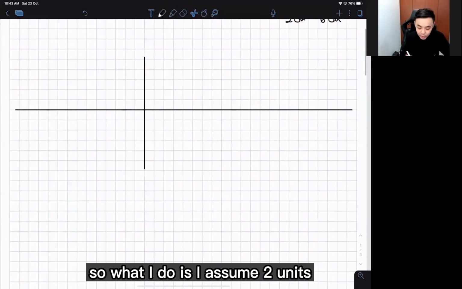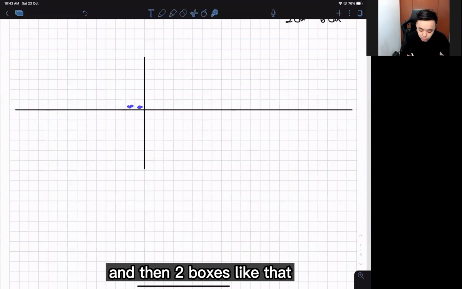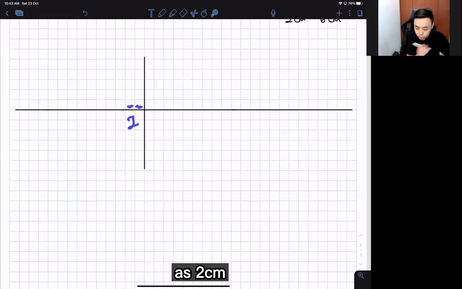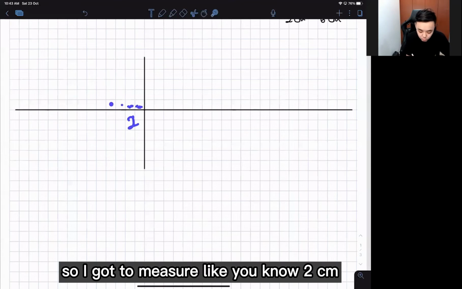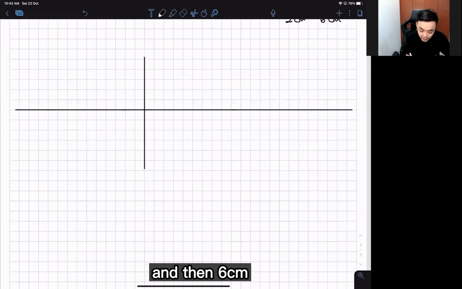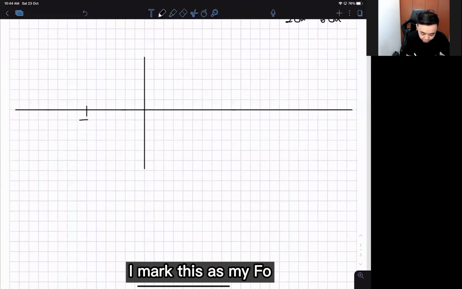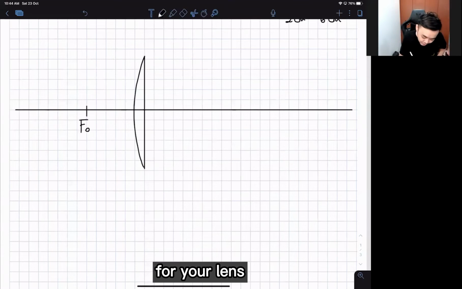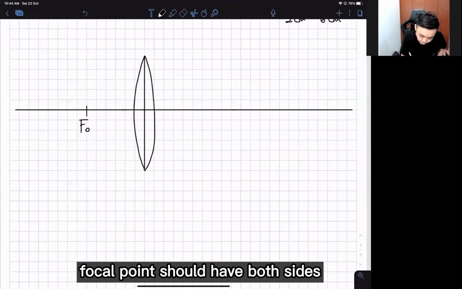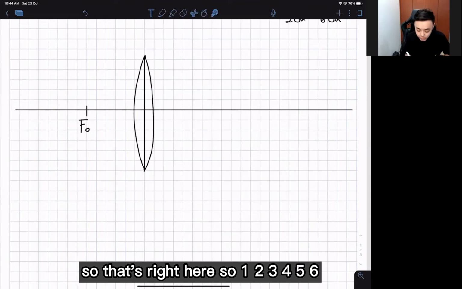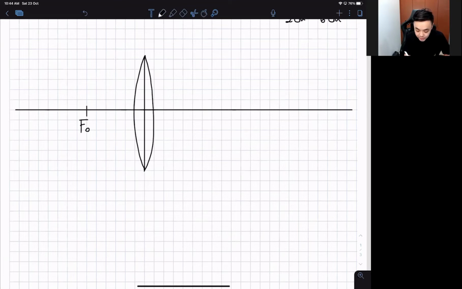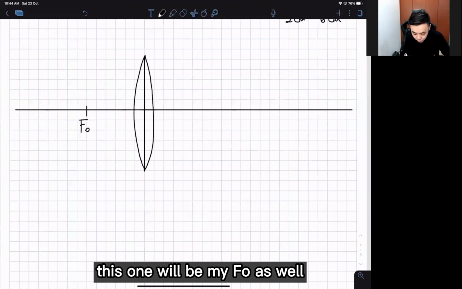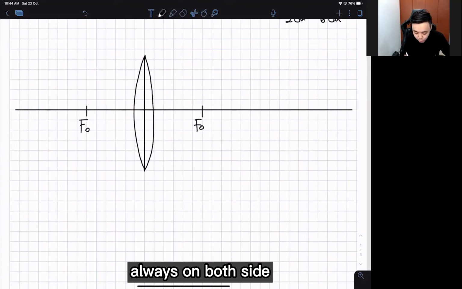What I do is I assume 2 units, 2 boxes like that, as 2 cm. So I'm going to measure 2 cm, 4 cm, and then 6 cm. I mark this as my FO, the objective focal length. Of course, as you know, a lens is always 2-sided, meaning the focal point should be on both sides, left hand side and right hand side. So here also 1, 2, 3, 4, 5, 6, 6 units here. This one will be my FO as well. Always both sides, FO.